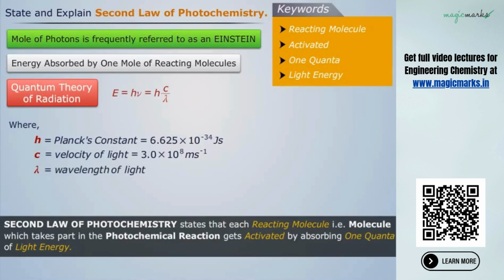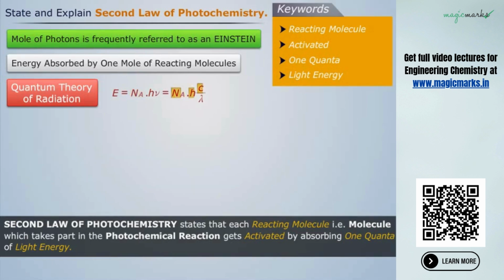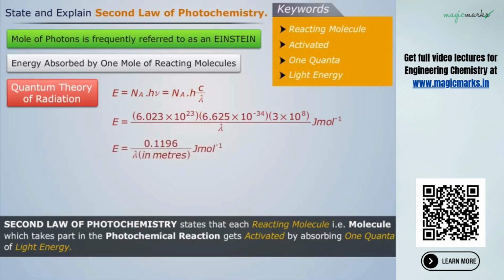So the energy absorbed by 1 mole of the reacting molecules will be N_A hc/λ, where N_A is Avogadro number. On substituting the values of these constants, we get, therefore the energy possessed by 1 mole of photons or energy absorbed by 1 mole of the reacting species is given by, this energy absorbed by 1 mole of the reacting molecules is known as an Einstein.